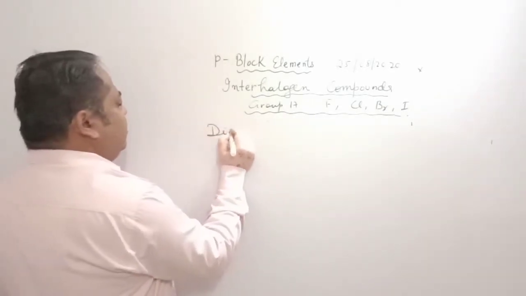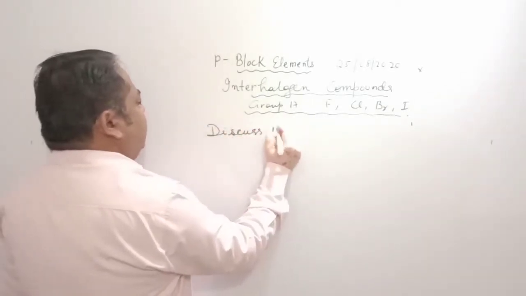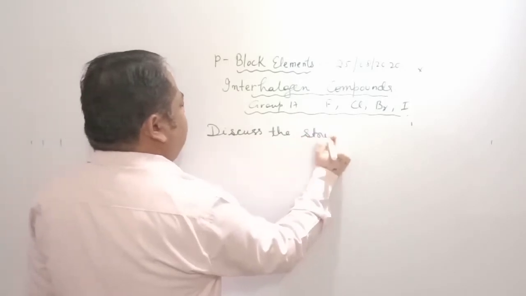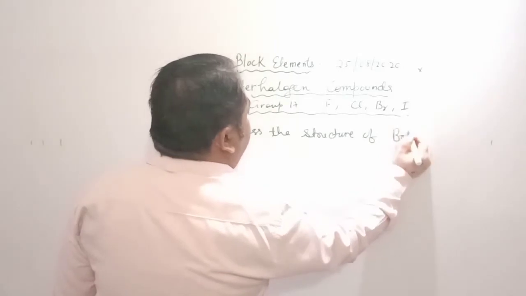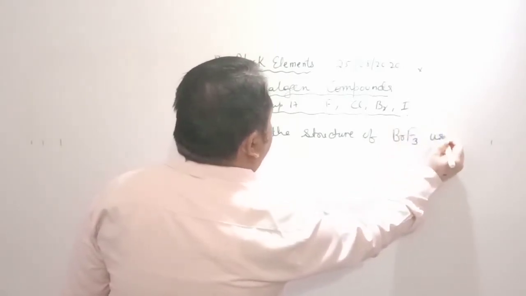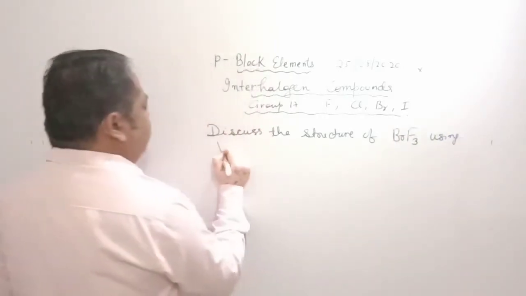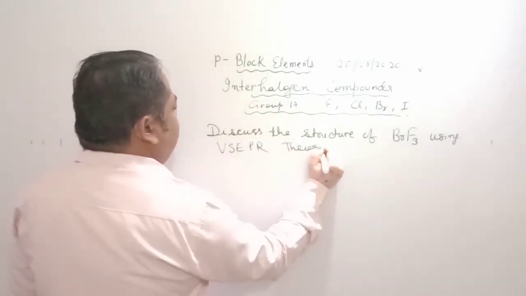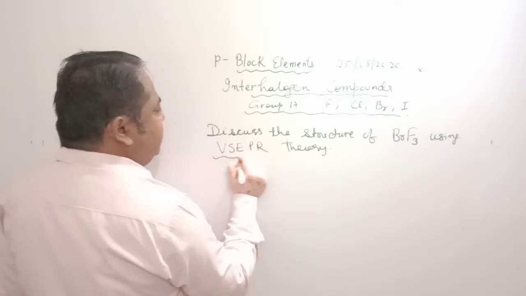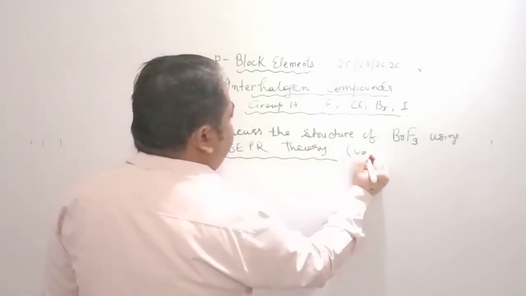Discuss the structure of BrF3 using VSEPR theory. What is VSEPR theory? VSEPR theory is valence shell electron pair repulsion theory.